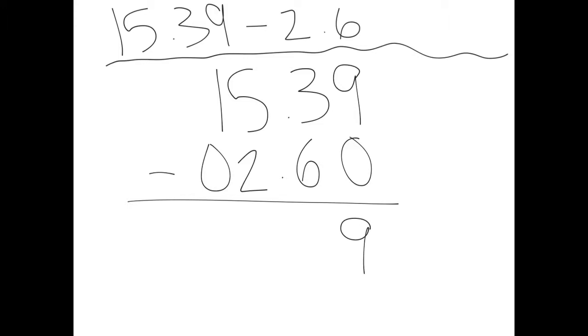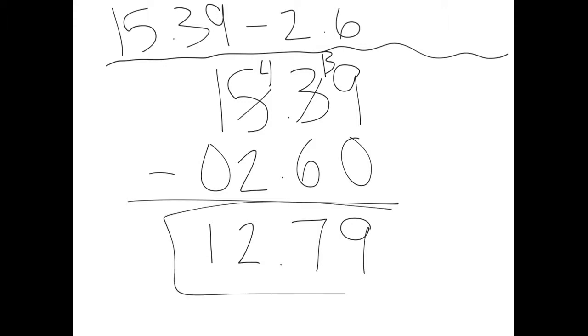We have to borrow from the 5, and then make this 13. 13 minus 6 is 7. 4 minus 2 is 2. And 1 minus 0 is 1. Then I'm going to bring down the decimal. And then I have the answer of 12.7.